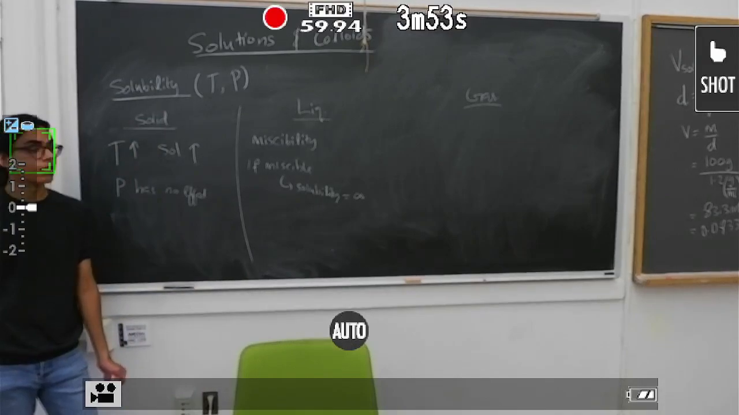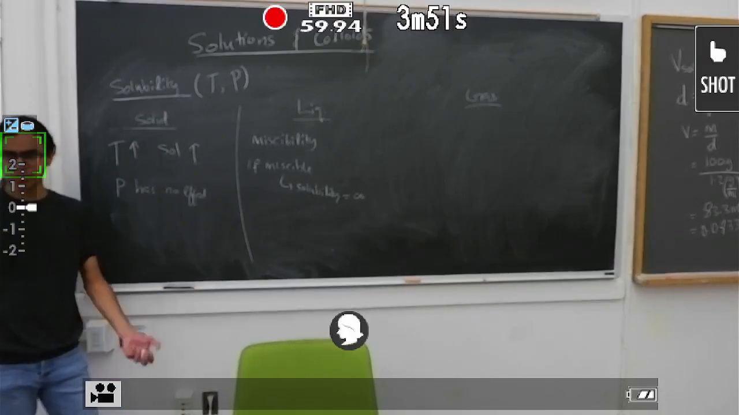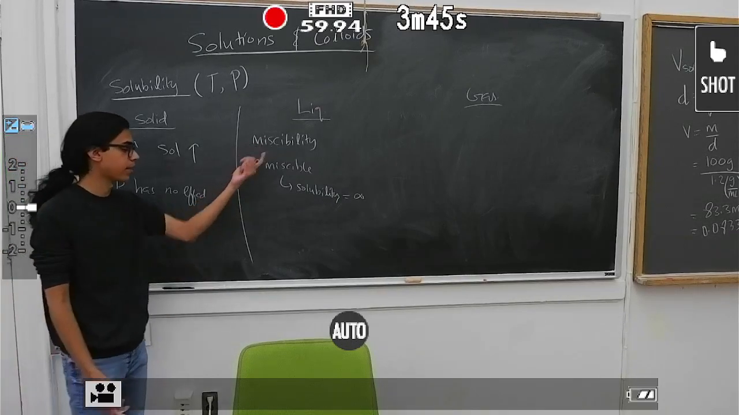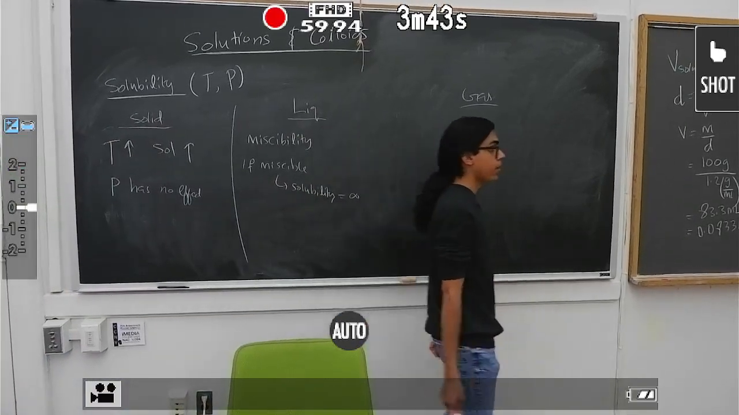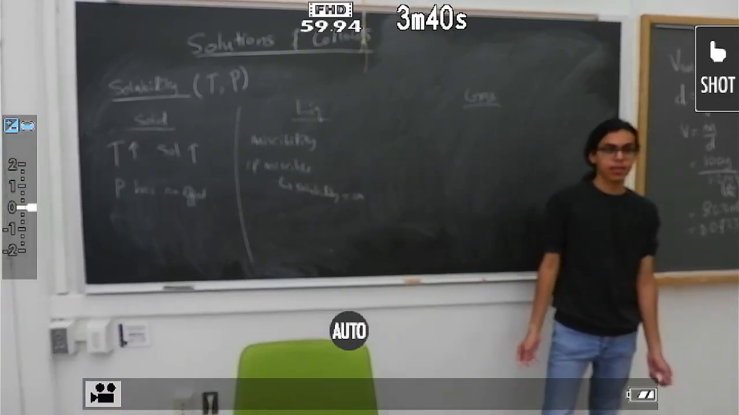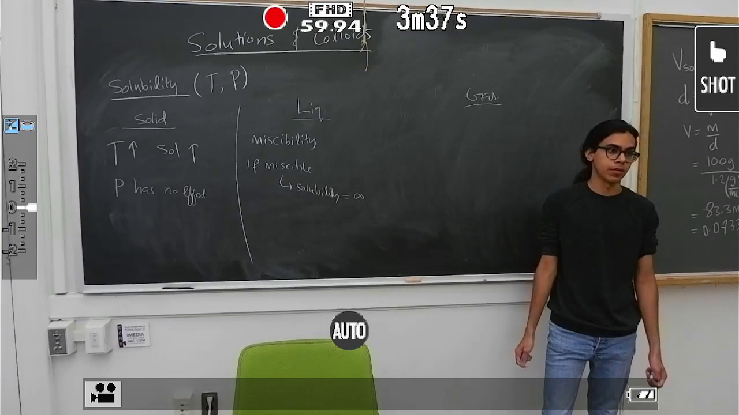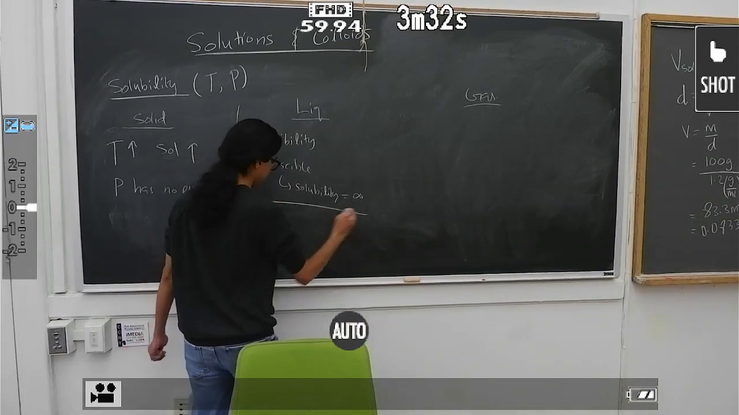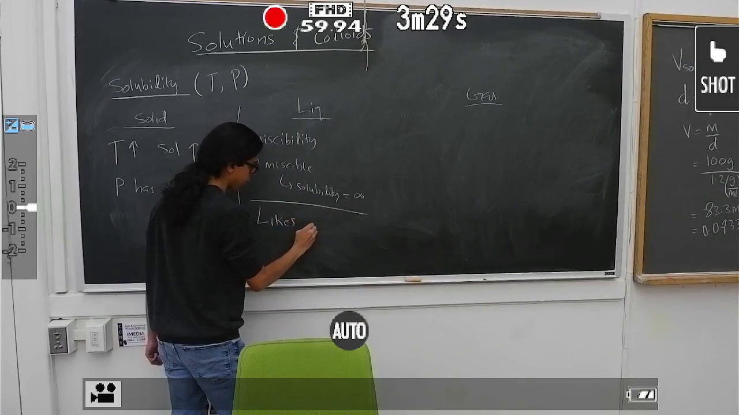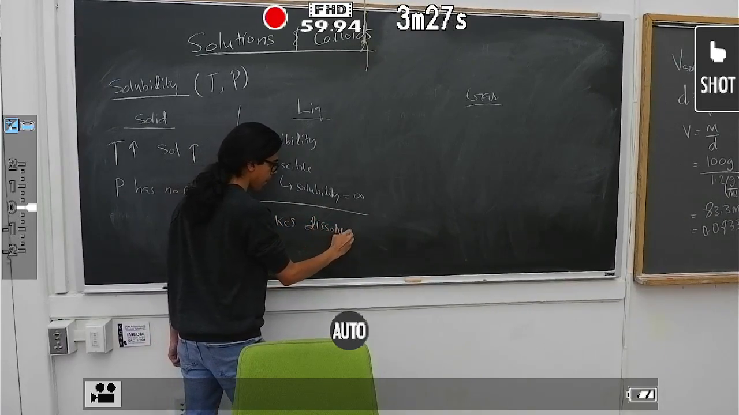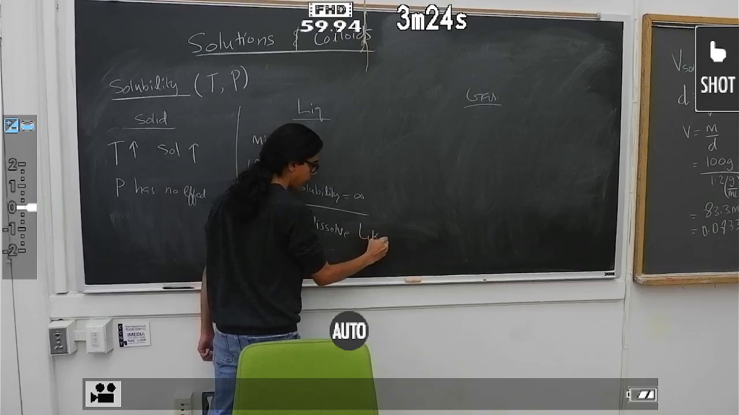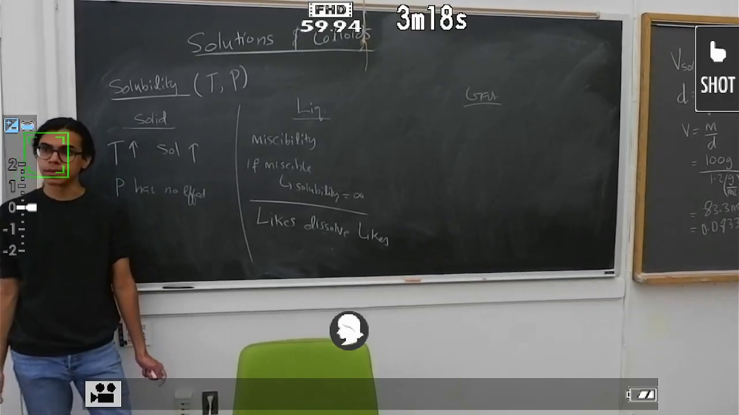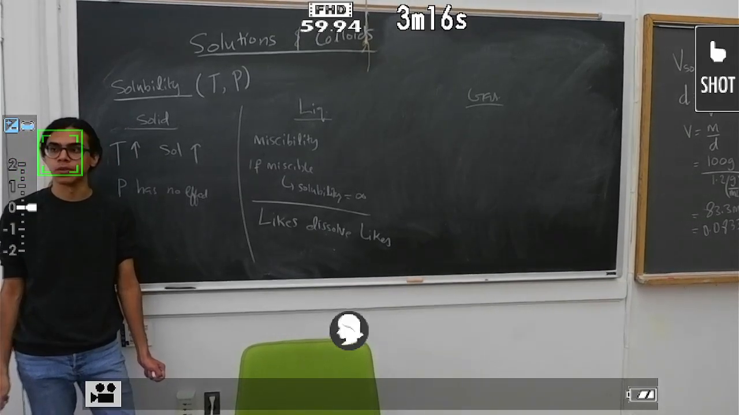What's miscibility? Are the two liquids able to mix with each other or not? That's the technical name for it. If they are not miscible, then the solubility is zero. They will never dissolve into each other. And what's the rule for miscibility? Likes dissolve likes. Which is to say, polar substances dissolve polar substances, and non-polar substances only dissolve non-polar substances.